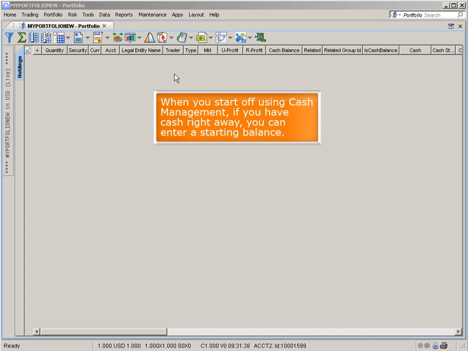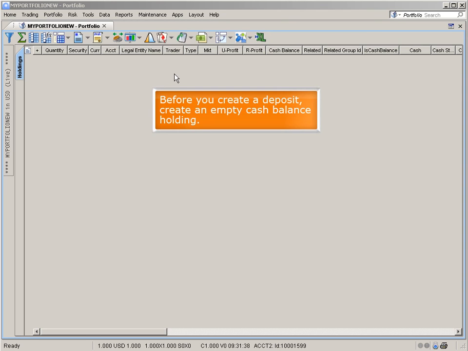When you start off using cash management, if you have cash right away, you can enter a starting balance. Before you create a deposit, create an empty cash balance holding.